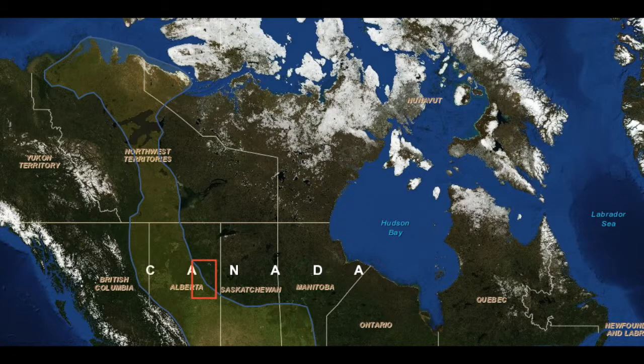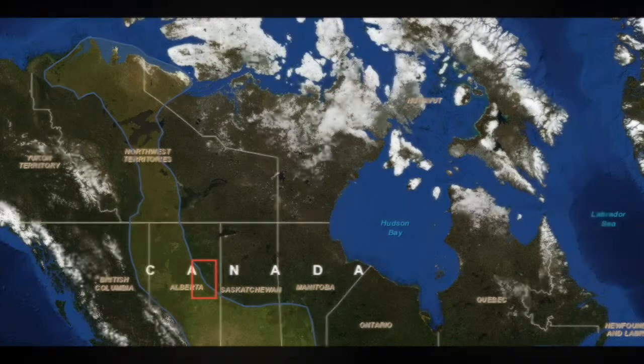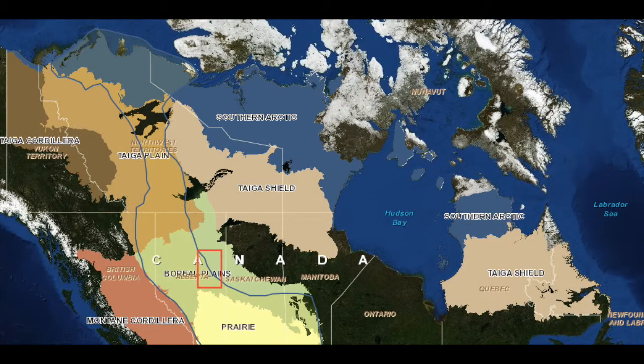The plains cover Alberta, the bottom half of Saskatchewan, the southwest corner of Manitoba, and the central Northwest Territories. Inside the interior plains, there are a variety of ecosystems such as the prairies, boreal plains, taiga plains, and the southern Arctic.